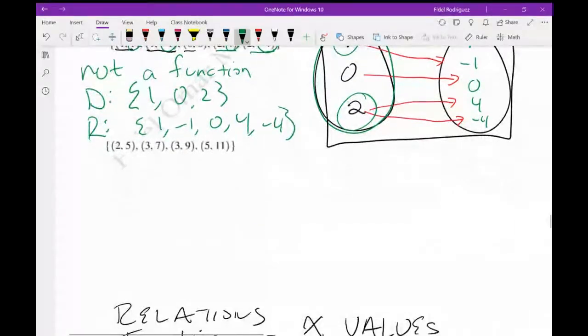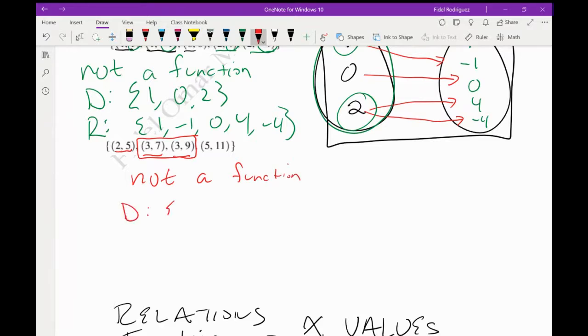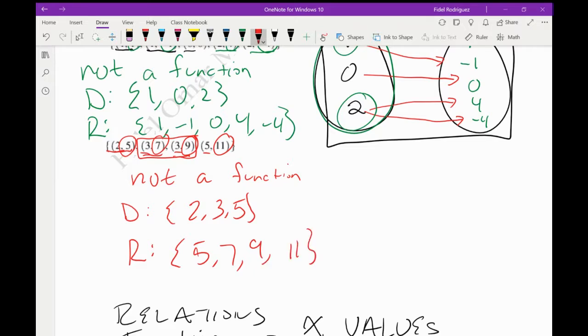So if I were to do that for the next problem, and I were to say, well, look, if I don't want to draw the picture, do the x values repeat and the y values are different? Yeah, those right there, right? So we could automatically say this is not a function, okay? But the domain is still the set of the x values, so 2, 3, and 5. And then the range are the numbers 5, 7, 9, and 11.